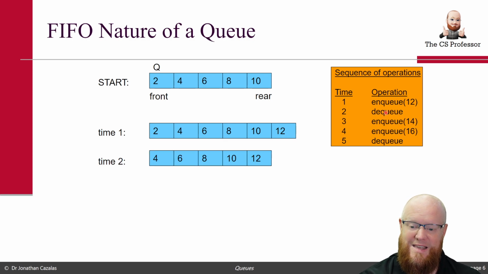We now do a dequeue. So at time 2, we do a dequeue. The 2 that's at the front of the queue gets dequeued, and the remainder of the queue is as you see.